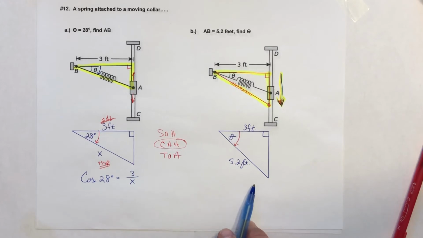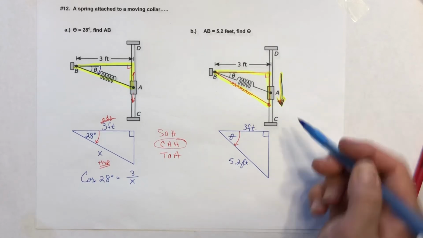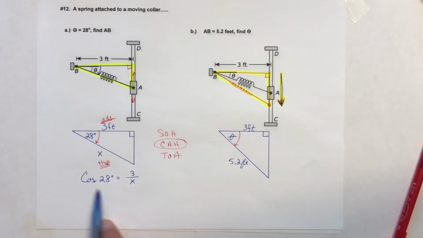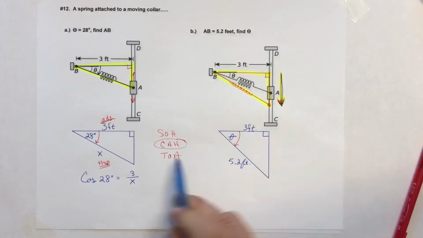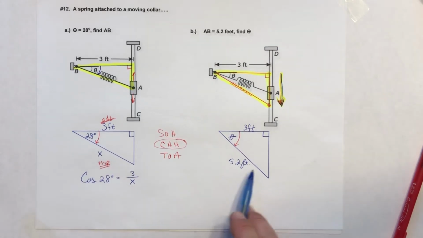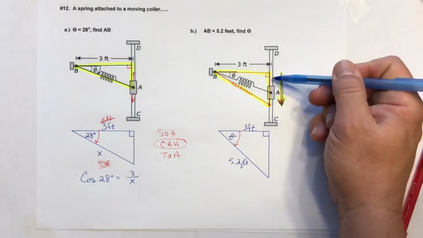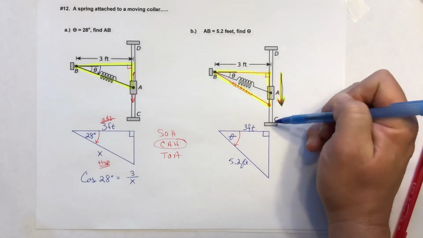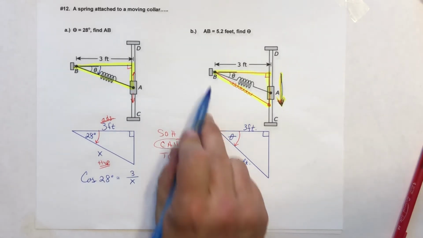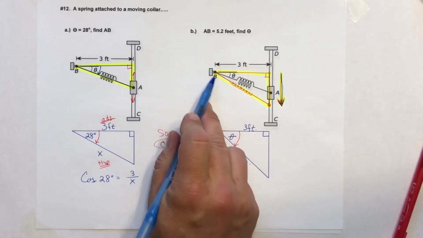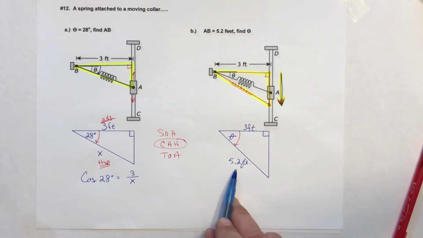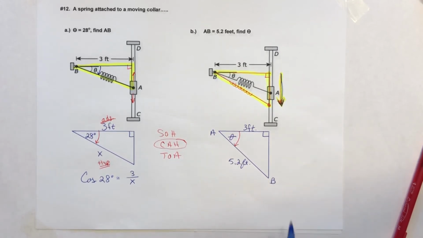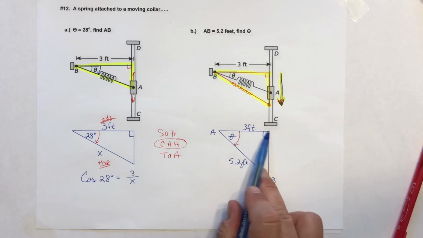So now, let's take a look over here. We have virtually the same situation, but based on the answers you get from here, you'll see why I drew this the way I did. I believe that this angle is going to be bigger than 28 degrees. So here's what I just wanted you to notice. Point A slides up and down this segment here. Now they're telling us some different information. They're telling us that AB is being stretched to 5.2 feet. So I'm just going to put 5.2 feet between A and B. Now, 3 feet remains constant.